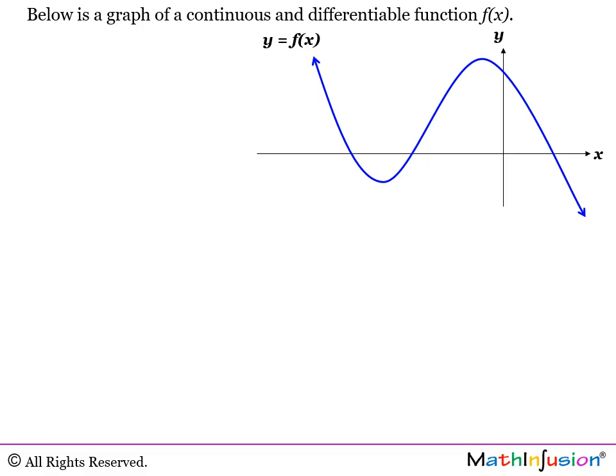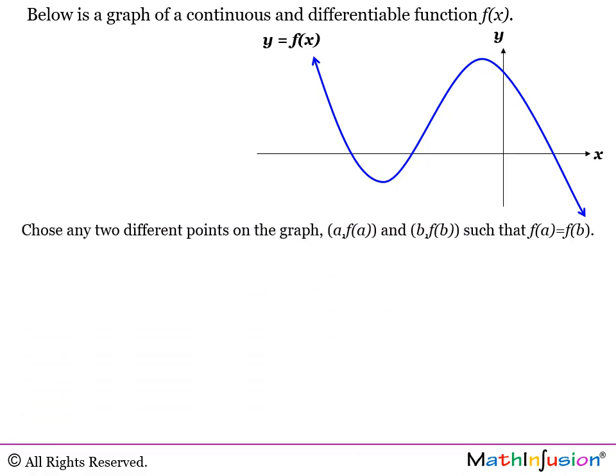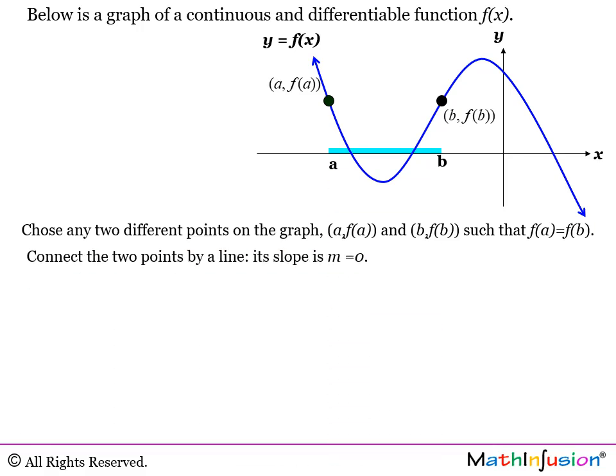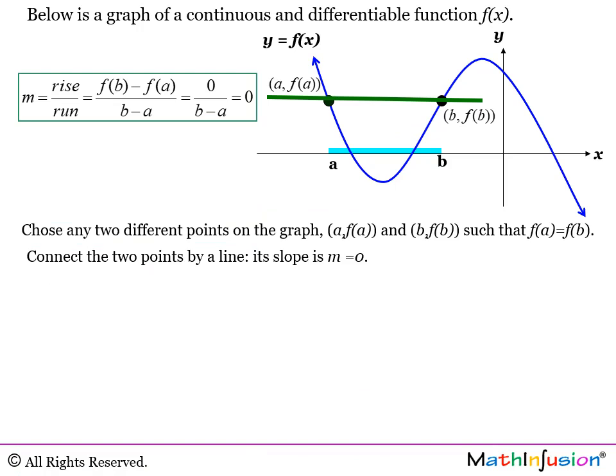Below is the graph of a continuous and differentiable function f(x). Now we're going to choose any two different points on the graph, a, f(a) and b, f(b), such that f(a) equals f(b). For example, those are f(a) and f(b). If I connect those, I'm going to get a line with slope of 0, because f(b) equals f(a), so f(b) minus f(a) is 0. The rise is 0.